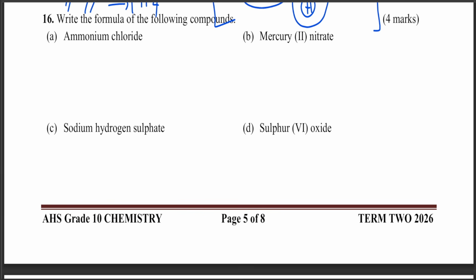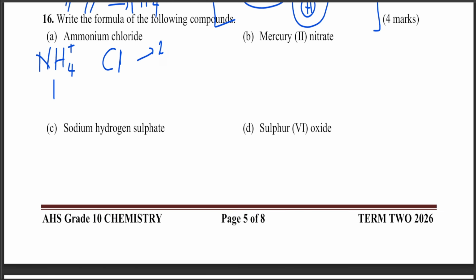Now let's come to question 16. Write the formula of the following compounds. We have ammonium chloride. Ammonium is written as NH4 plus, and chloride is chlorine. Ammonium is a radical, a group of atoms with a net charge that reacts as a unit during a chemical reaction. Because it has a plus, its valency would be 1.